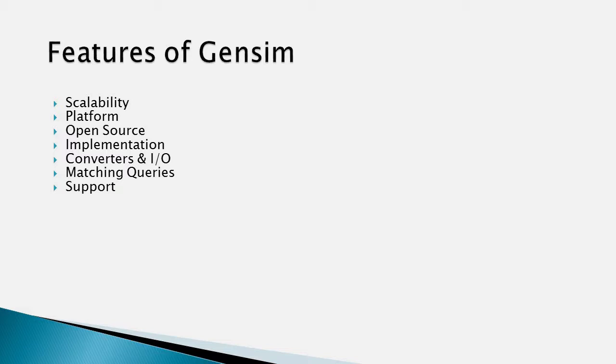Next feature of Gensim are the converters and the I/O, which allows popular data formats to be used as inputs, outputs, and to be converted from one to another. Next feature is matching queries. Gensim has code that allows for fast retrieval of similar documents. For the last feature, support, Gensim is backed by a community through which it is supported and maintained.